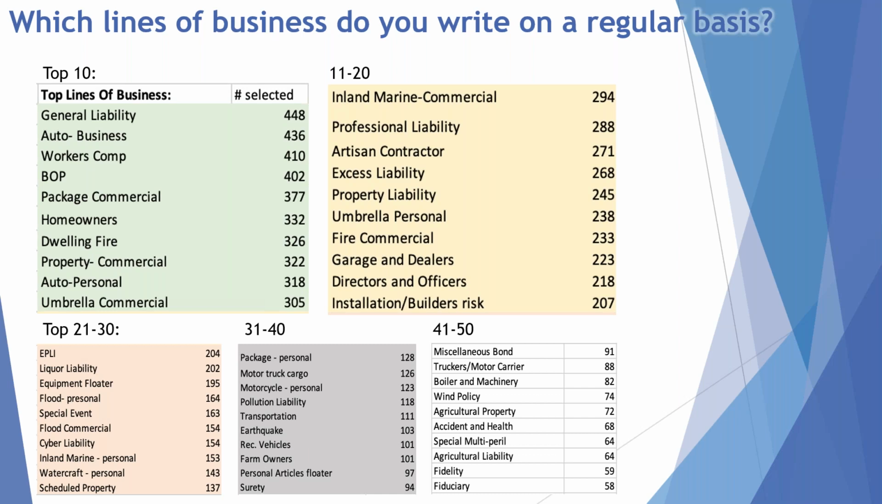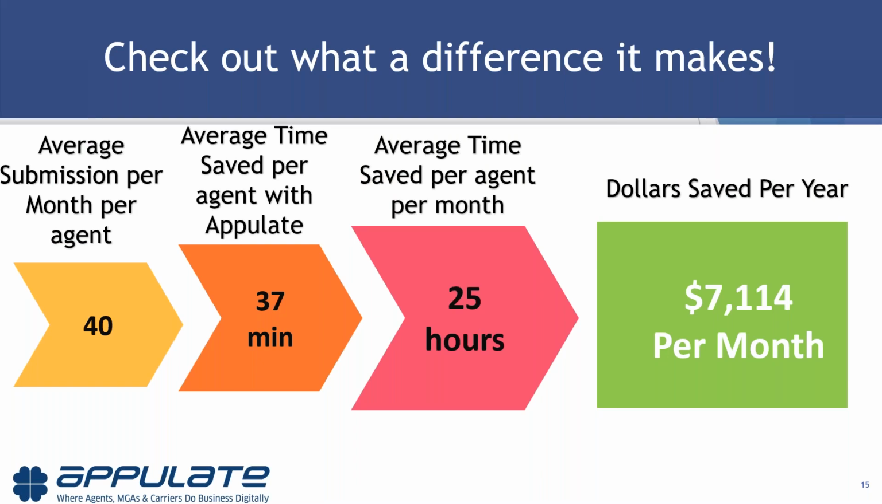Of course, this saves a lot of time for agents. I just stick this in here; it's not necessarily part of our topic today. Our average agent in our system submits about 40 submissions a month. We want to make sure we get those to you as effectively as possible. So we save them a lot of time. This saves them about 37 minutes per submission.